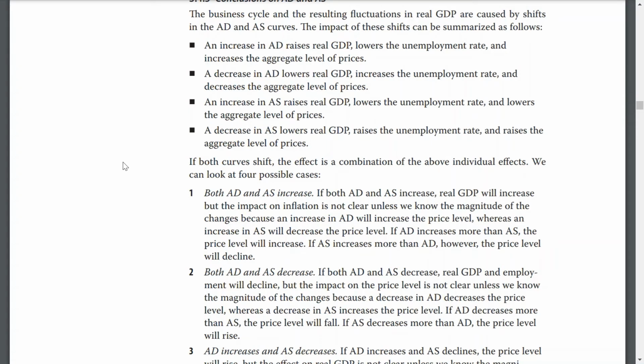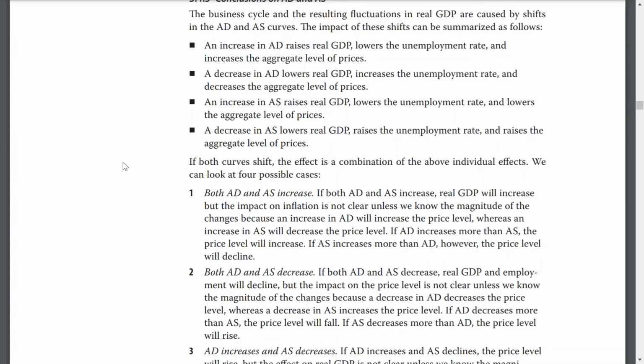Both AD and AS increase. If both AD and AS increase, real GDP will increase, but the impact on inflation will not be clear unless we know the magnitude of the change, because an increase in AD will increase the price level, whereas an increase in AS will decrease the price level. If AD increases more than AS, the price level will increase. If AS increases more than AD, however, the price level will decline.